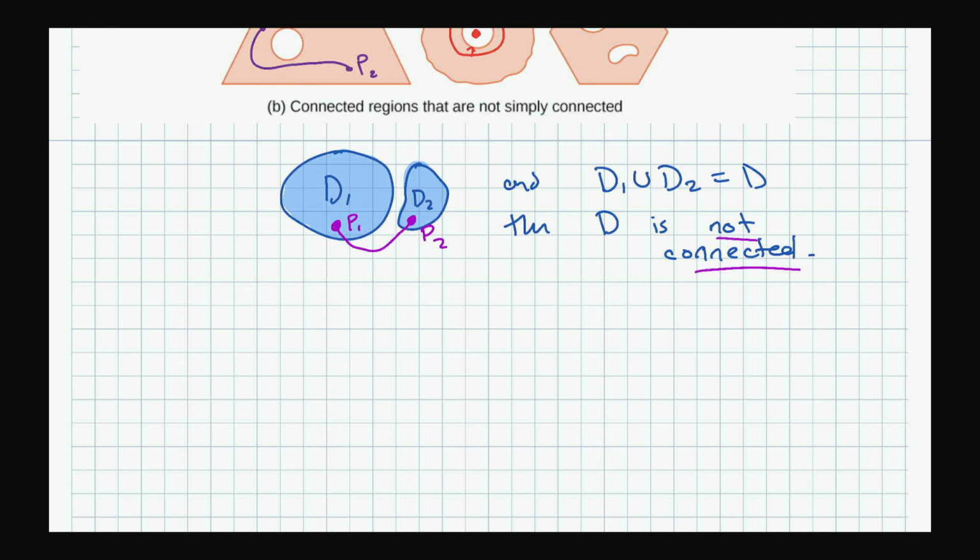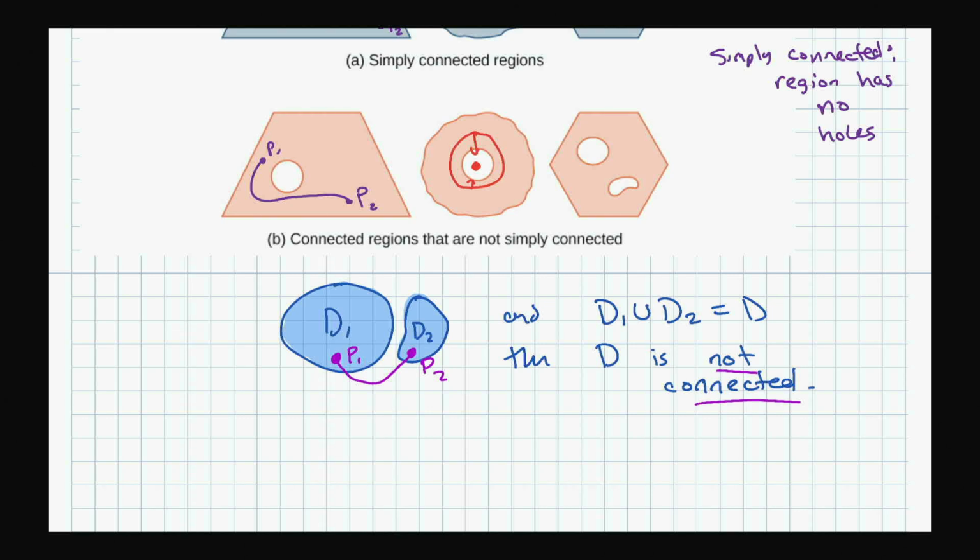All right, so that's simple and connected region. I don't really know if there's any kind of work you can do on those. I mean, maybe they can show you a picture and say, is it simple or connected? Is it connected or simply connected or what? But you can look at it easy enough.